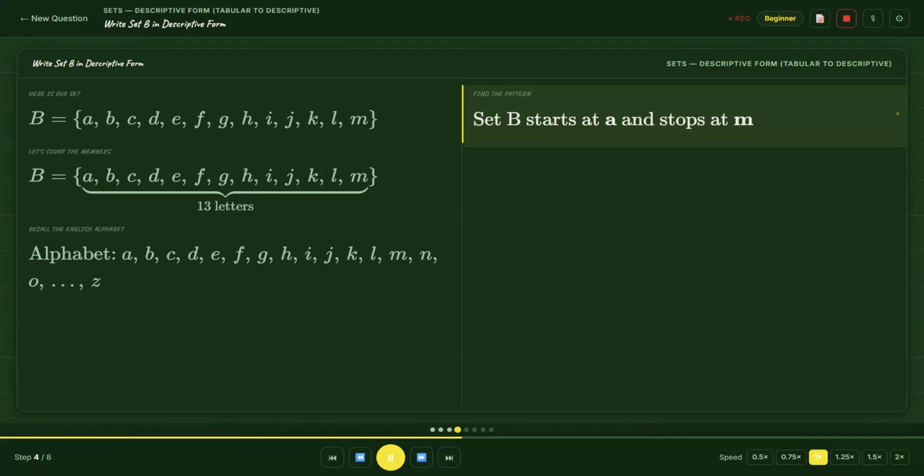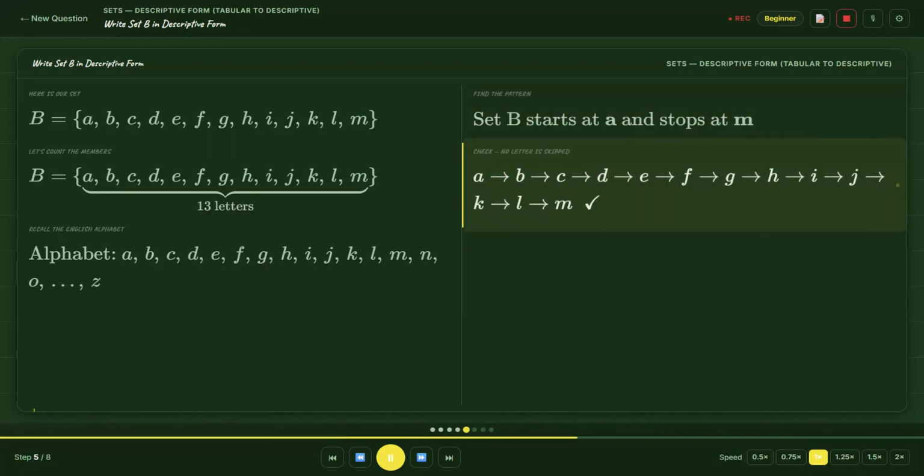Look, our set starts at the very first letter, A, and goes in order all the way to M. It doesn't skip any letter. These are the first 13 letters of the alphabet, one after another. Let's make sure, going from A to M, every single letter is there in the right order. Nothing is missing. So these are exactly the first 13 letters of the English alphabet.